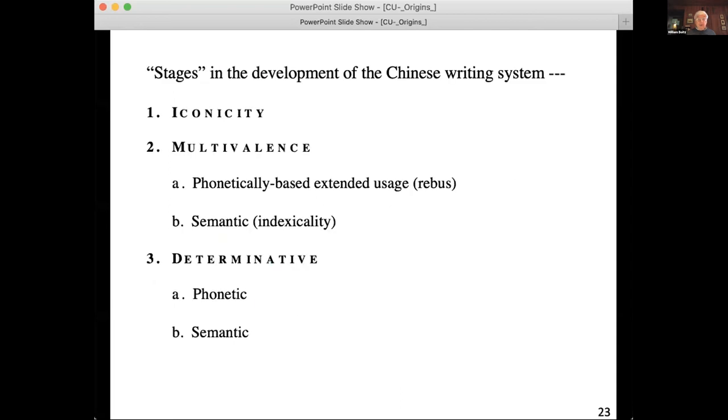Okay, here's a summary of the stages that I wanted to talk about. Please keep in mind that setting this out in stages is a heuristic convenience. In all likelihood, this doesn't reflect an actual chronological sequence. Except at the initial stage, the processes of multivalent usages and adding determinatives were probably all going on at the same time.